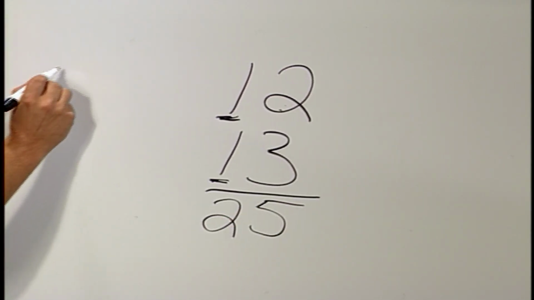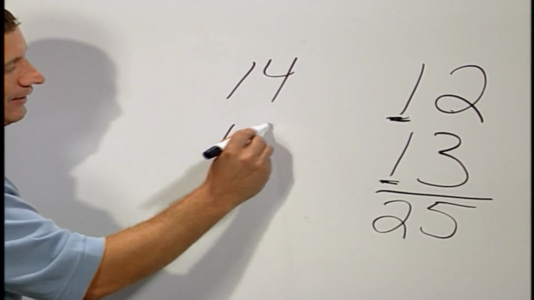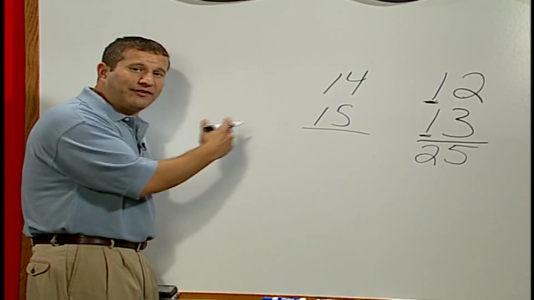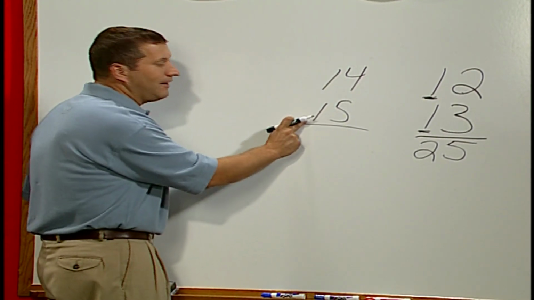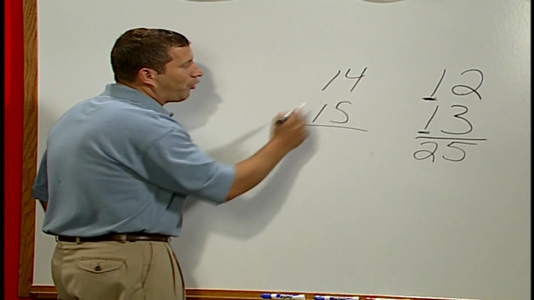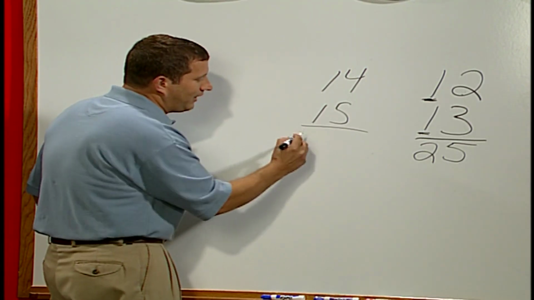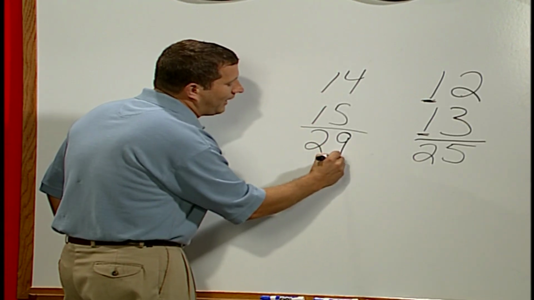Let's try another example. What about 14 and 15? Just try it left to right. What's 10 and 10? Is 20, plus 4 more is 24, and 5 more is 29.